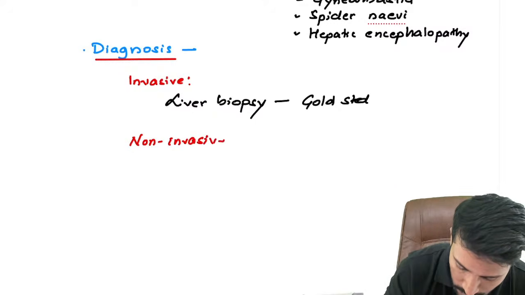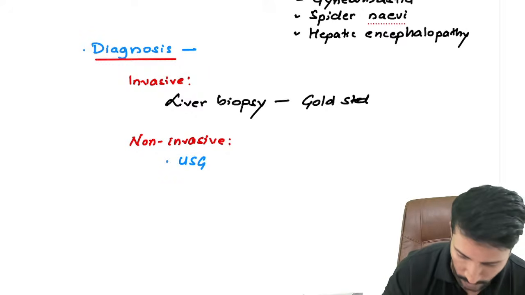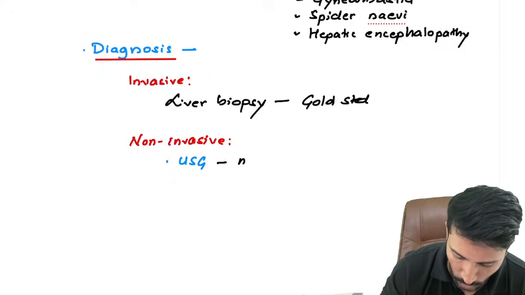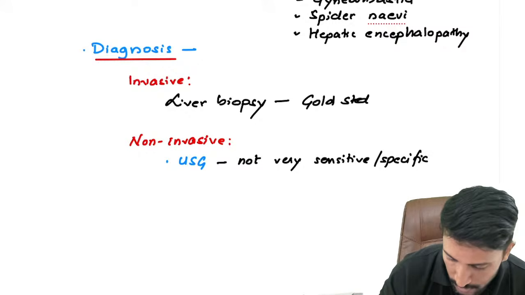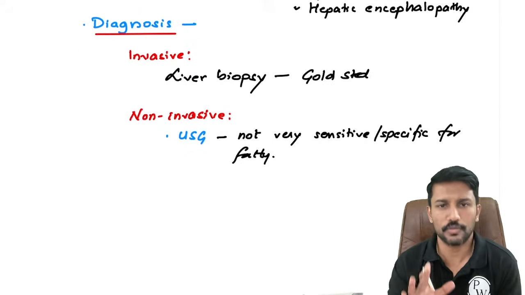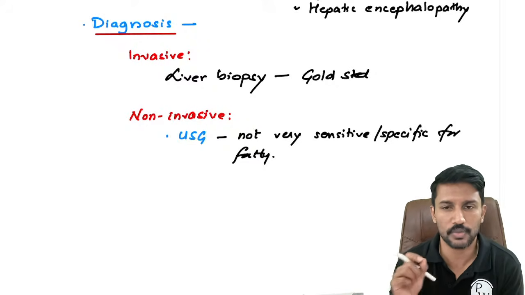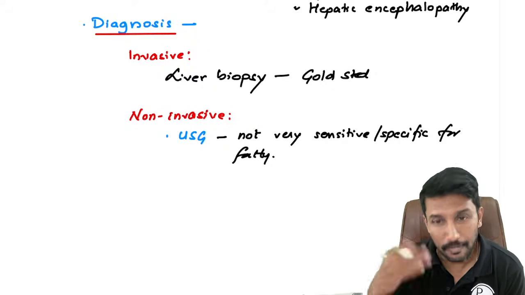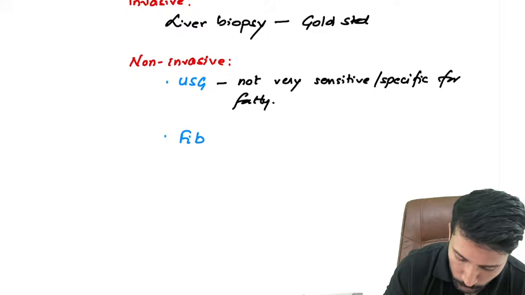So what are the non-invasive tools we have? One simple tool is USG. Not very sensitive or specific for detection of fatty liver, but still it's a good initial screening tool. Most patients with fatty liver today get recognized because the radiologist report says that ultrasound showed fatty liver. After that, further evaluation is required, and for that we have a scan called fibroscan.